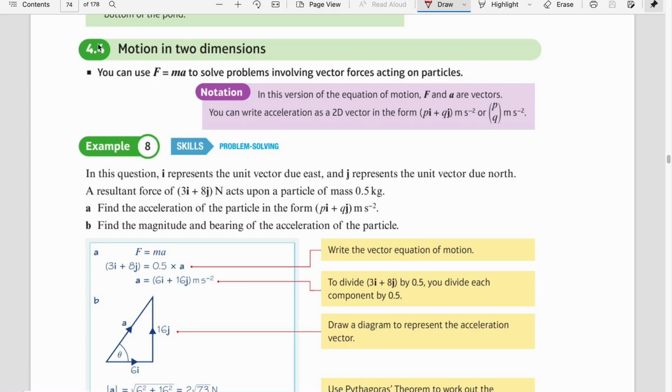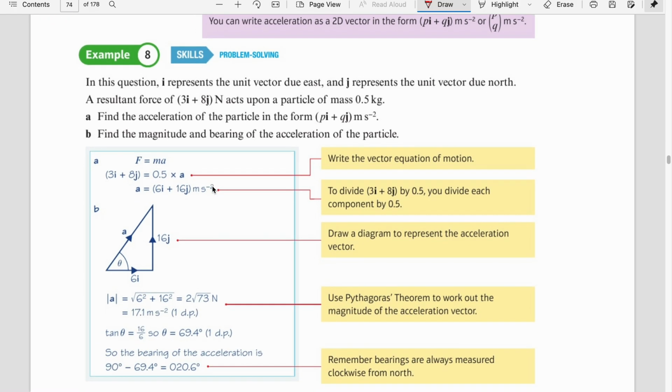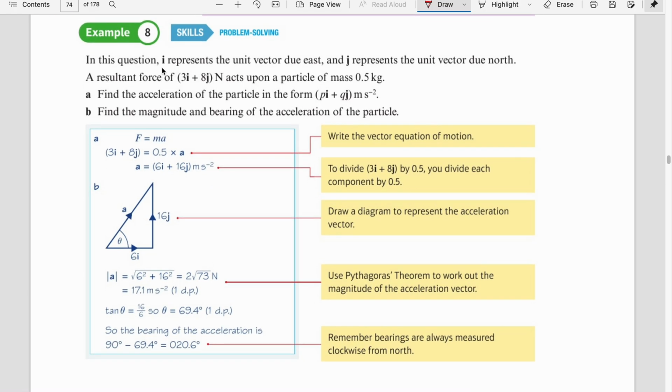Clear? Okay, motion in 2 dimensions. This is basically the same thing. They are concerned with x and y direction. A quick example. In the question, i represents the unit due east, j represents due north. The resultant force is given, x 3 units and y 8 units, acting upon a particle of mass 0.5 kg. Find the acceleration of the particle in this form.